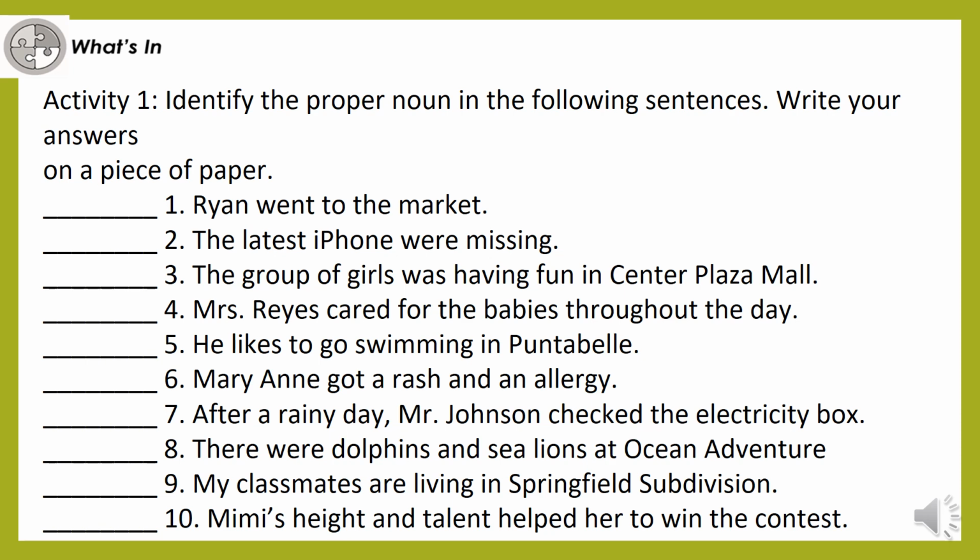7. After a rainy day, Mr. Johnson checked the electricity box. 8. There were dolphins and sea lions at Ocean Adventure. 9. My classmates are living in Springfield Subdivision. 10. Mimi's height and talent helped her to win the contest.